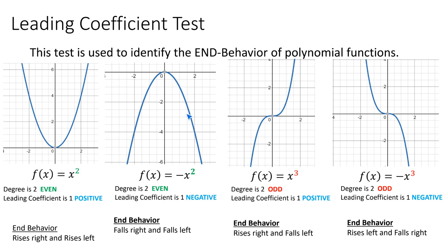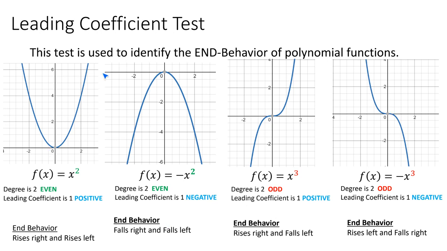If you look at the second one, on the left side, the graph is falling to the left, but it's also falling to the right. And then the third one, the graph is rising to the right, and it's falling to the left. Okay, so we want to know, when does that happen?